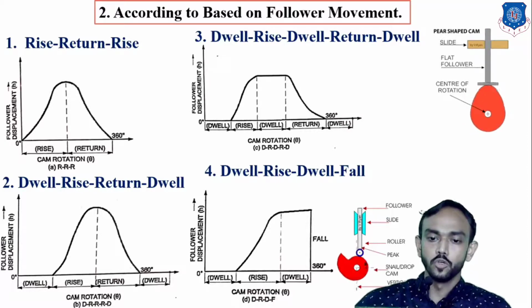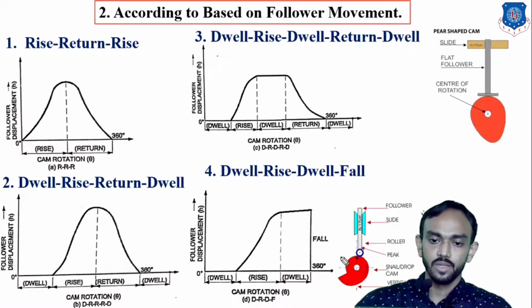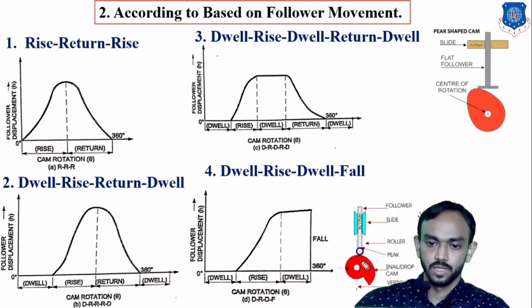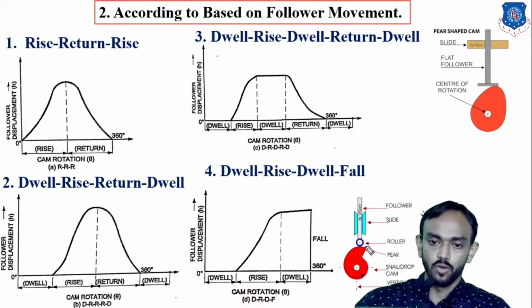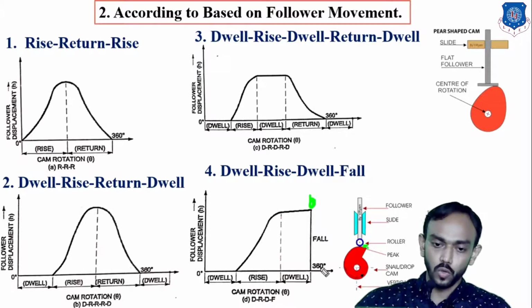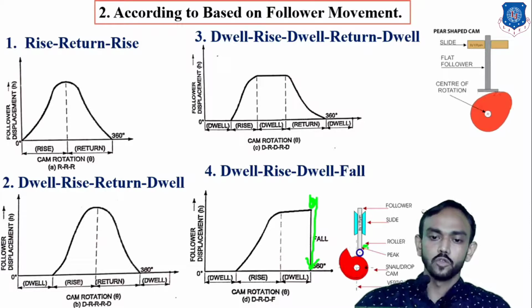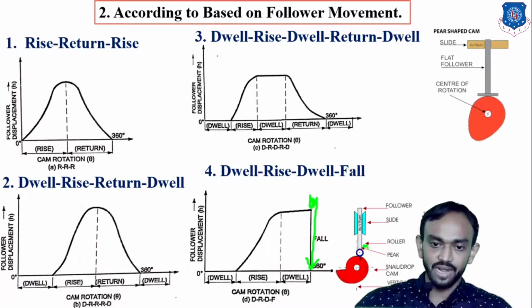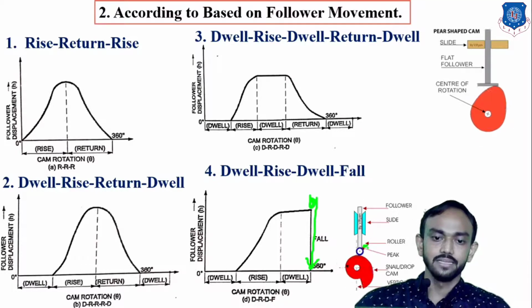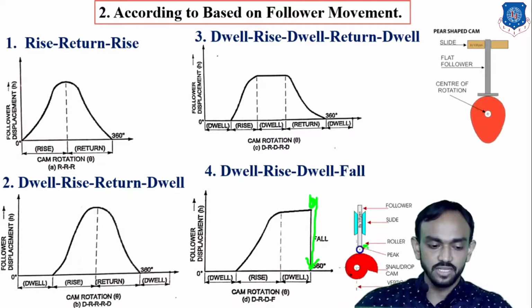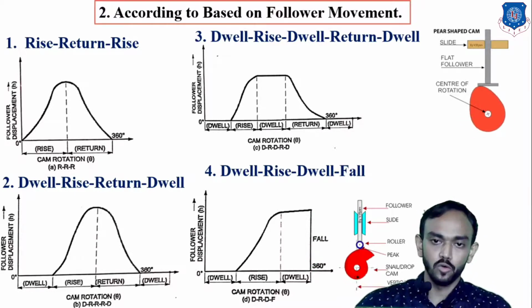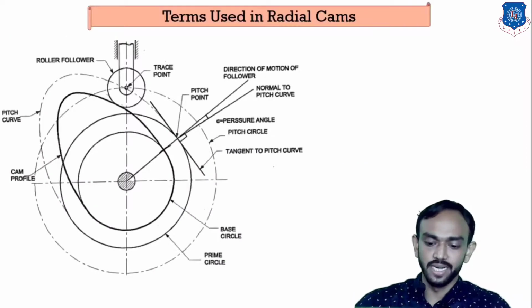Okay, so you can see here, when the follower moves up to this point, after that we are considering that the cam is not rotated at that instant and the follower moves downward very instantly. So that's why it is considered as a fall, and after that dwell, rise. Okay, so these are the types of motion in a follower. Based on that there is a possibility we can.